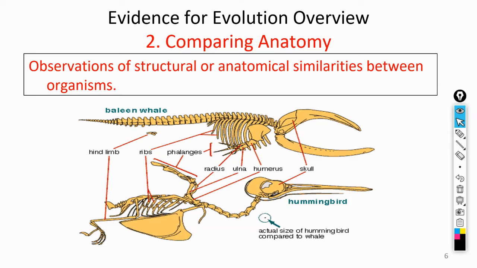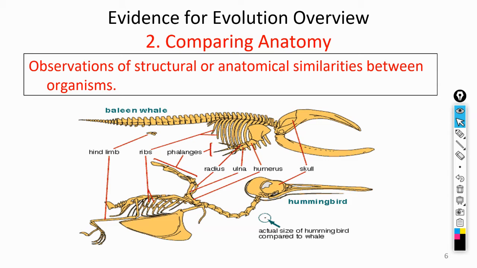Moving to our second piece of evidence for evolution, comparing anatomy. So when we compare anatomy, we are observing structural or anatomical similarities between organisms. So we can take a look at this baleen whale down at the bottom compared to a hummingbird. And we may think of those as very different organisms, and they are. But even though they're different, they have structural similarities.